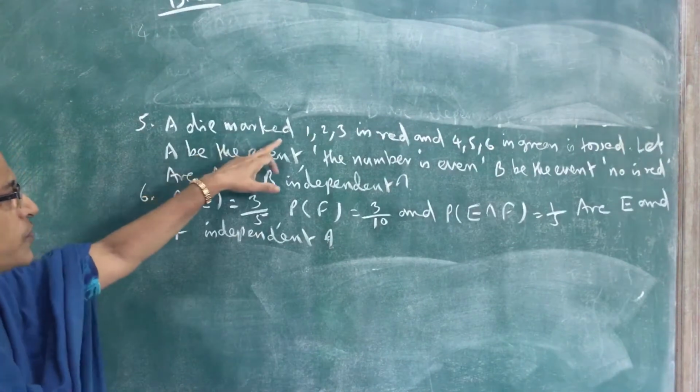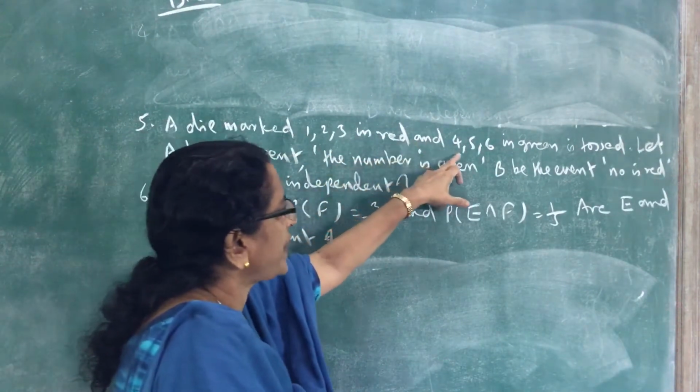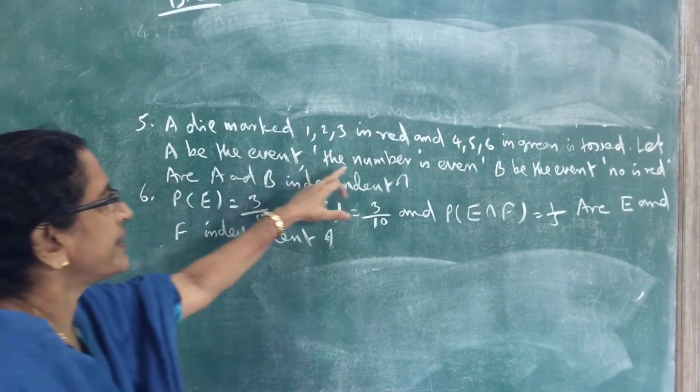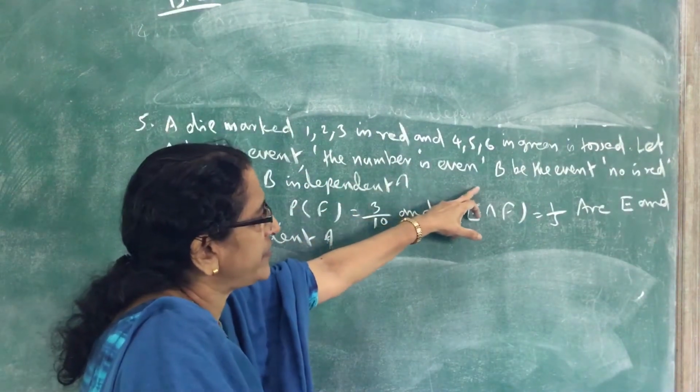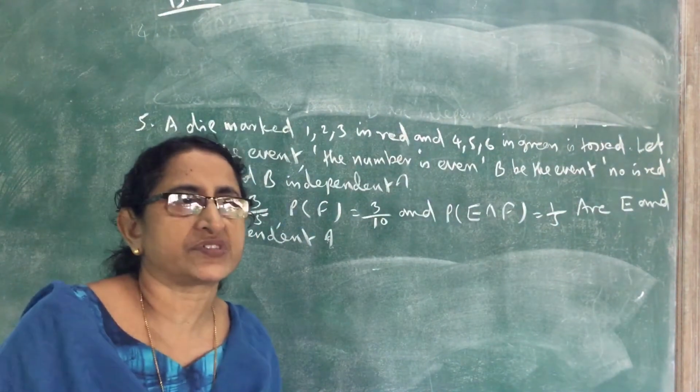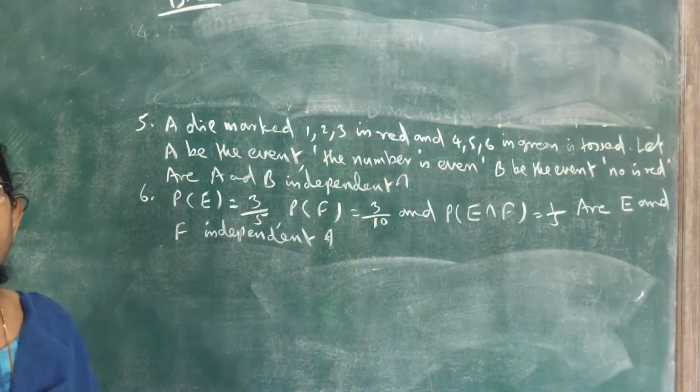A die marked 1, 2, 3 in red, 4, 5, 6 in green is tossed. Let A be the event, the number is even. B be the event, the number is red. Are A and B independent? Same type of question. We have to check whether A and B are independent.